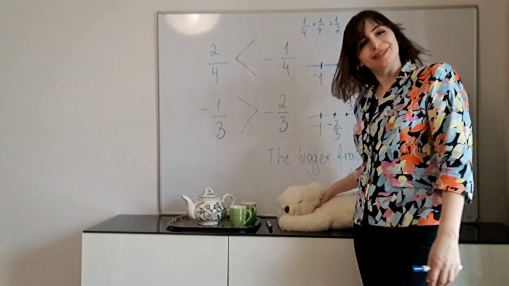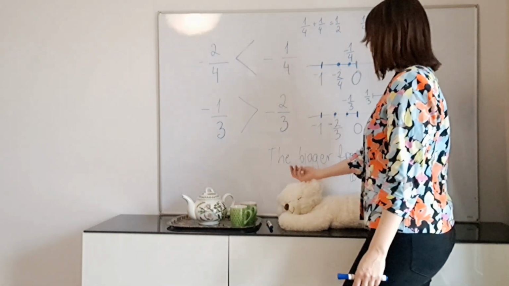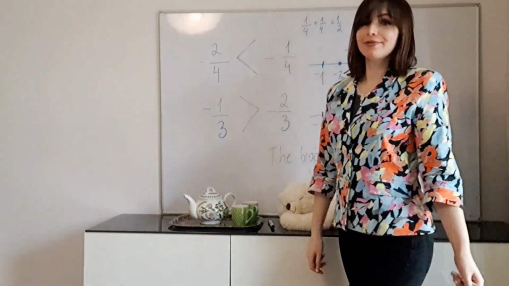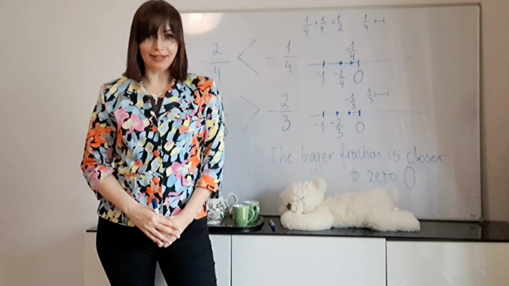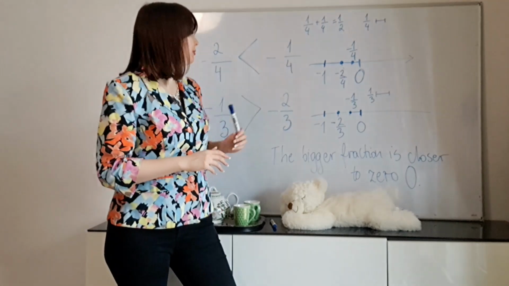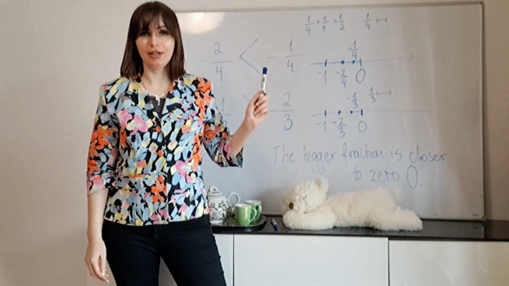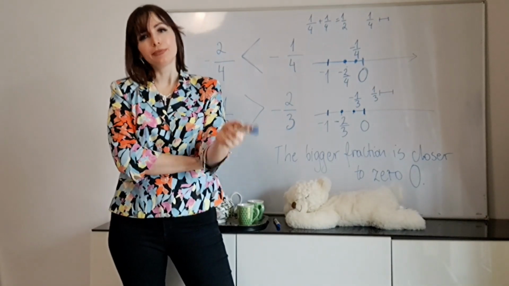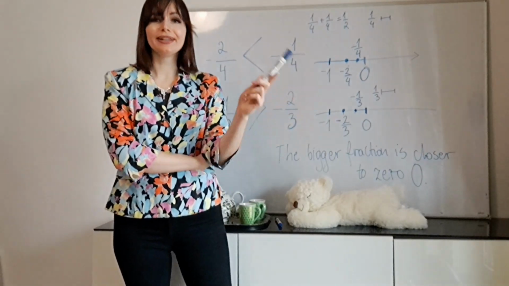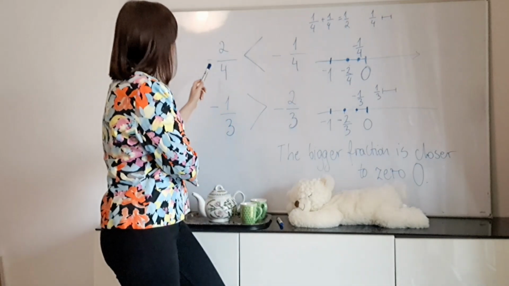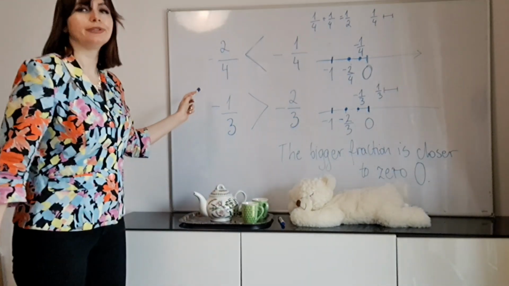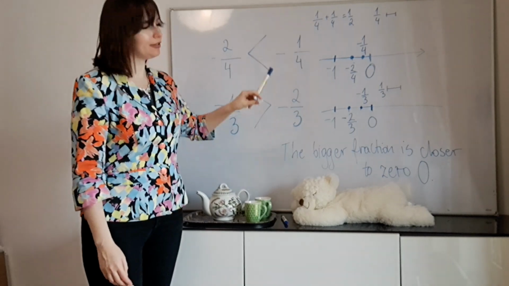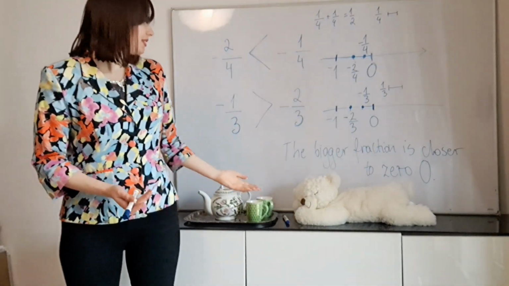The bear has been so good today, and he has been learning with us too. And now it's a time for more difficult questions where we have fractions. So we are going to compare negative fractions, and I have this example: -2/4 and -1/4. What is bigger?